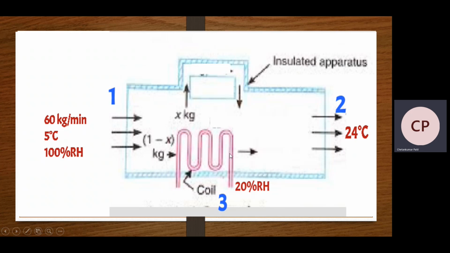So what is the condition of air at this coil given? So here relative humidity, that is 20%, is given. Then what is happening at the exit of this coil? The dry bulb temperature, that is at point 2, is given, that is 24 degrees Celsius. So this is the data that is given in the question.